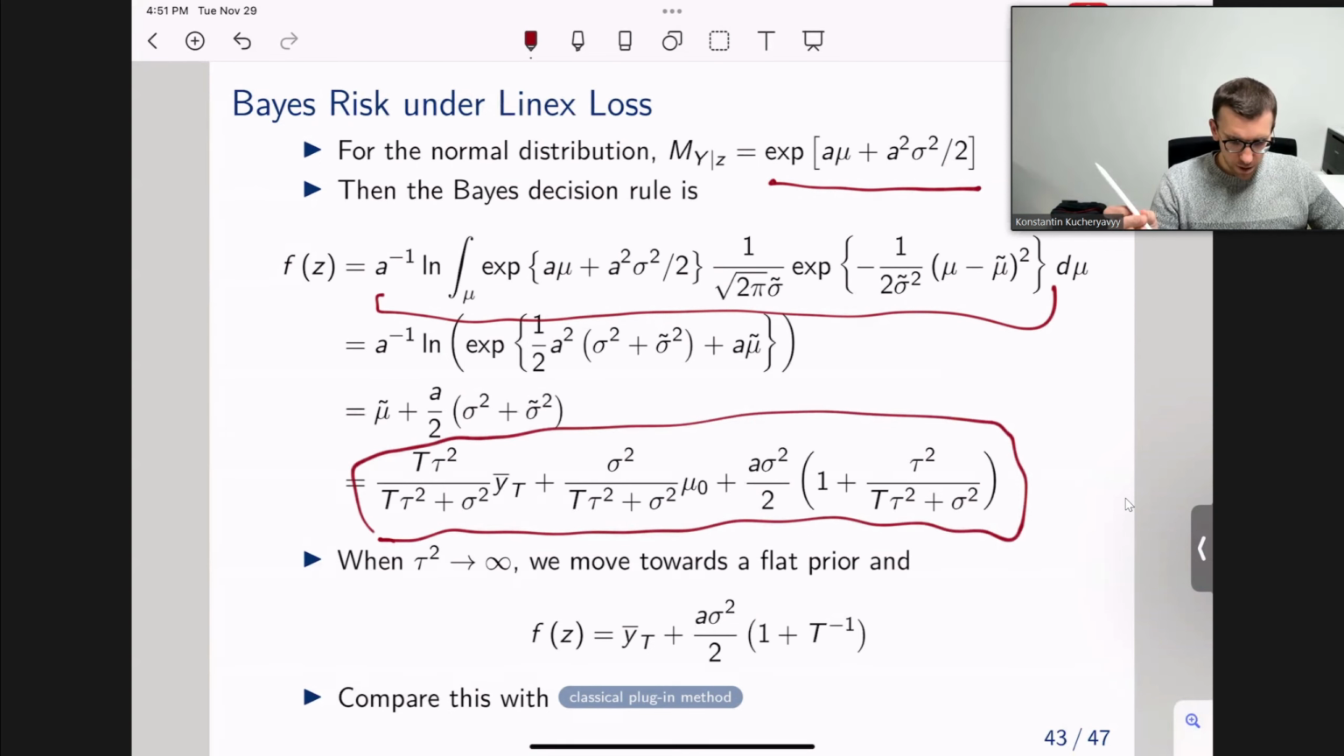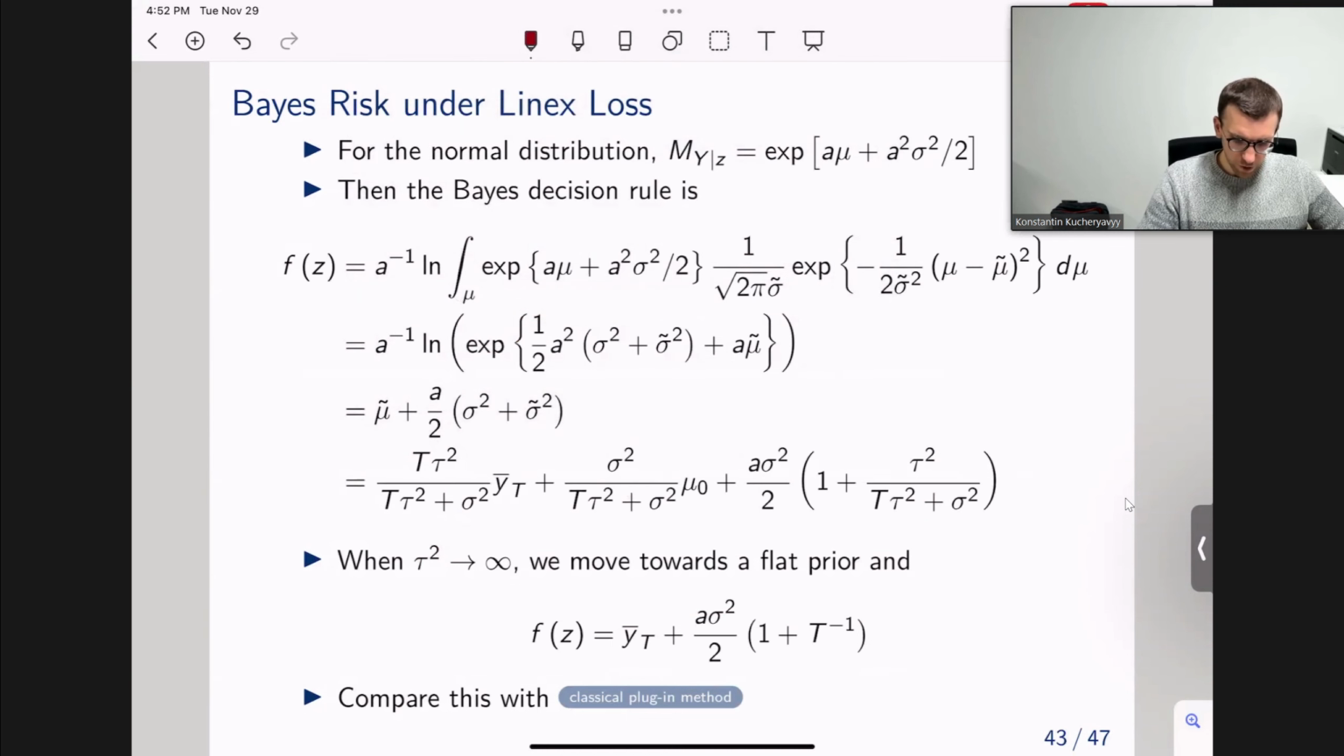And now the big difference between the classical approach and the Bayesian approach can be seen from observing this expression. Suppose that we start with a diffused prior, so tau squared is huge. We don't know where our parameter lies. Then the decision rule will be this. So this goes to t minus 1, this goes to 0, this goes to 1. So that would be our Bayesian decision rule for tau squared large.